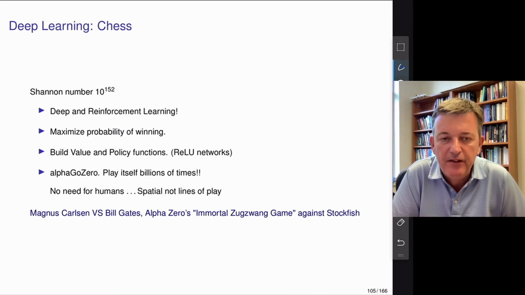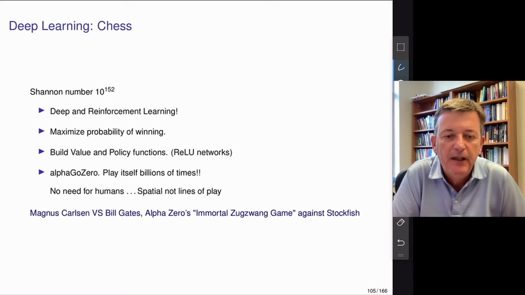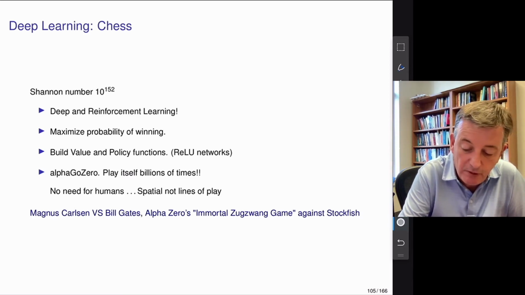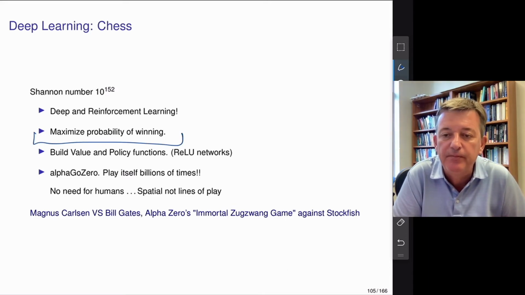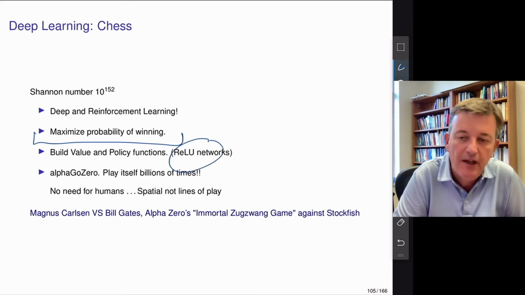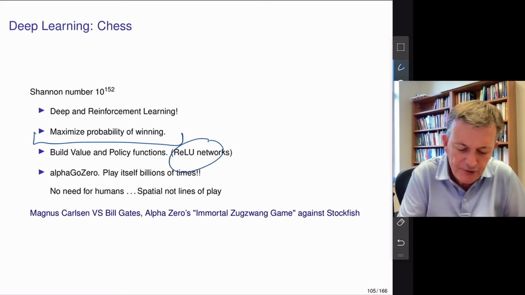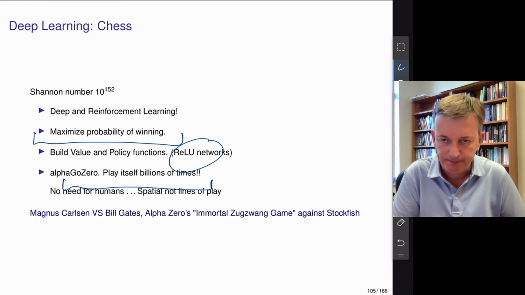Well, instead, David Silver at Google DeepMind had a different idea. He said, why don't we try and solve Bellman's equation, but using deep learning? We'll start with an objective function of maximizing the probability of winning. Then we'll use what's known as rectified linear neural networks to find value functions and policy functions. I've got some graphs coming up. And then, simply, the computer will play itself a billion games.